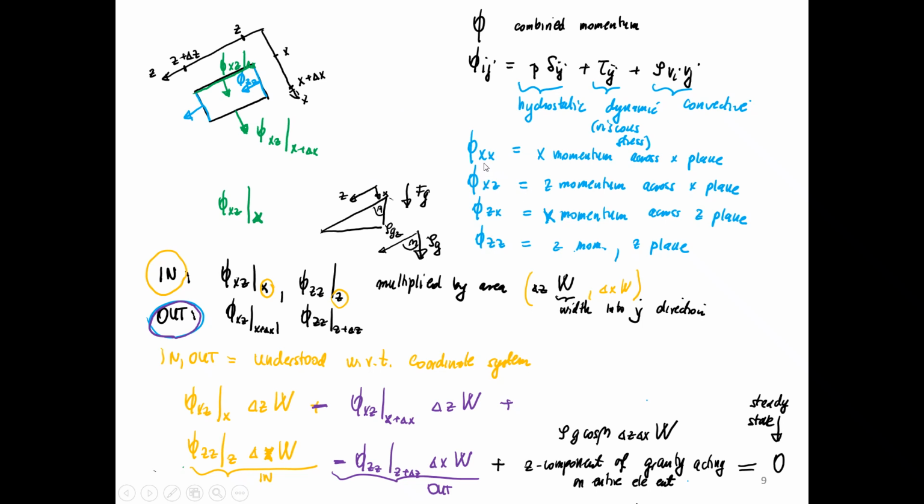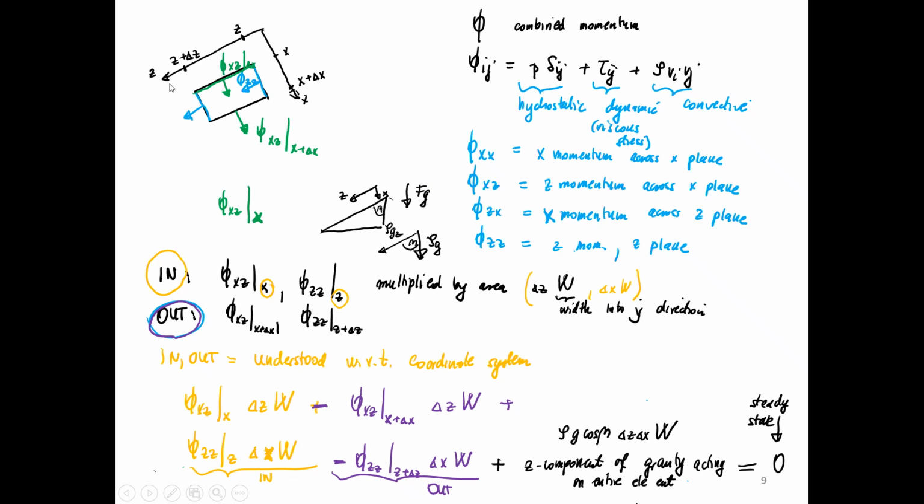Okay? Now, phi xx is x momentum across x plane. So for the moment, I'm not going to regard it. I'm going to balance z momentum because I'm looking for z velocity distribution. Right? But I could balance x momentum as well. So I'm going to look into this phi xz, which is z momentum across x plane, and phi zz, which is z momentum transfer across z plane. So z, z, across x and z.